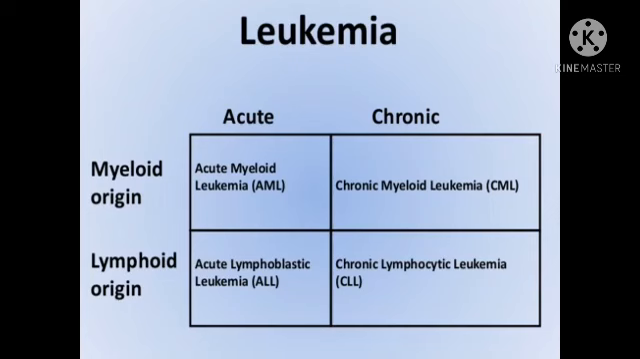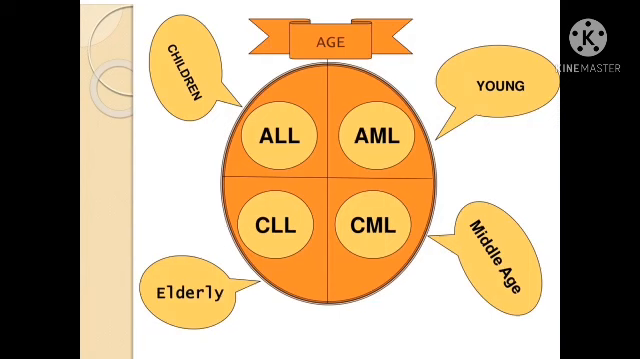So based on the cell of origin, again, for those who didn't understand the slides, this is a simplified slide. Based on the origin, from myeloid origin, we have two types of leukemias, acute myeloid leukemia and chronic myeloid leukemia. From lymphoid origin, we have two types, acute lymphoblastic leukemia and chronic lymphocytic leukemia. That's it. Remember it like that, very simple.